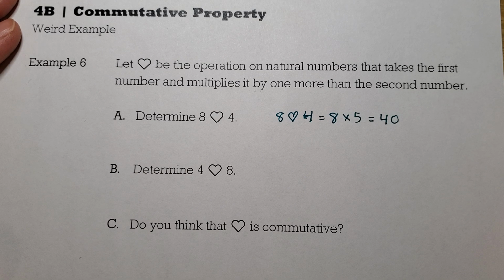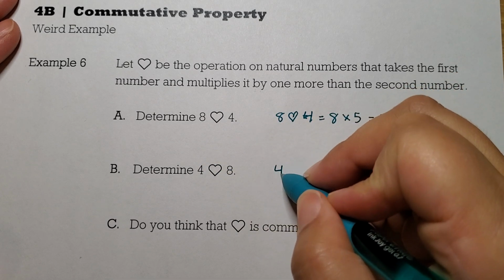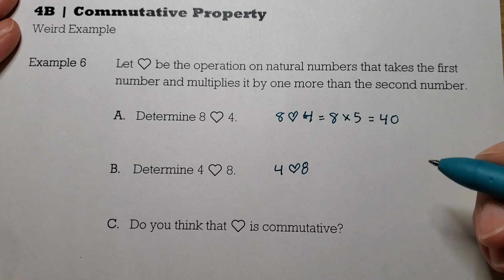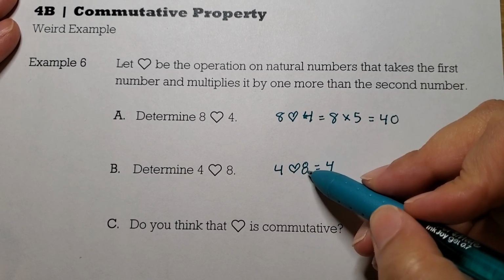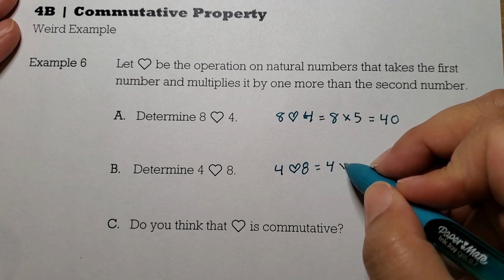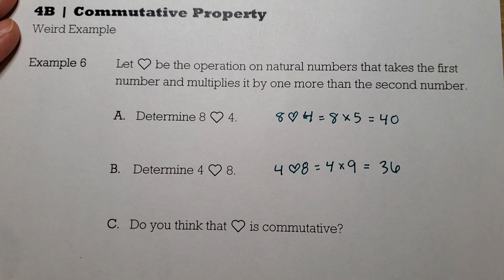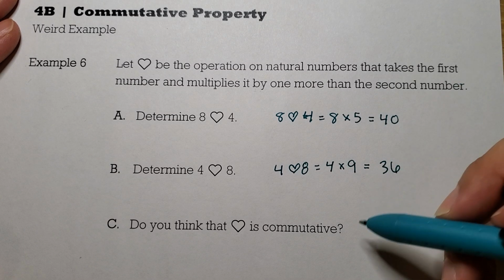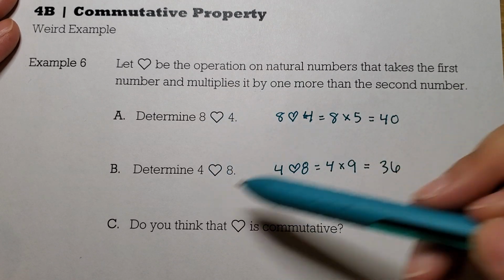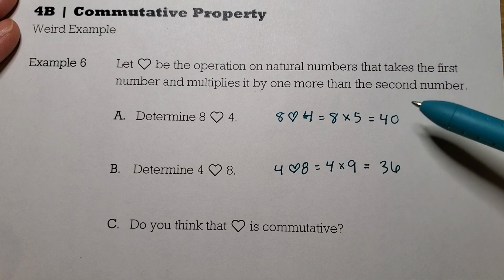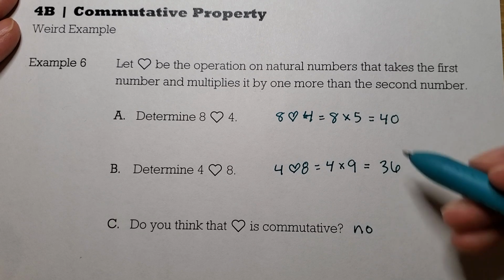Now let's see what happens if we change the order. So we have 4 heart 8. I'm going to take that first number and multiply it by one more than the second. So 1 more than 8 is 9, and 4 times 9 is 36. So, do we think that heart is commutative? Well, when we changed the order between the 4 and the 8, we got different answers. So no, it's probably not commutative. In fact, it's definitely not, because we showed that it's not.